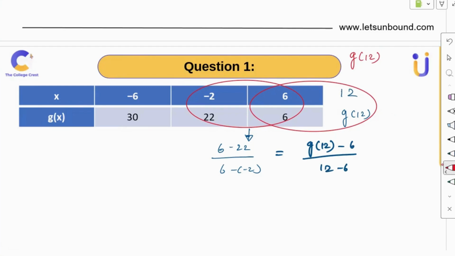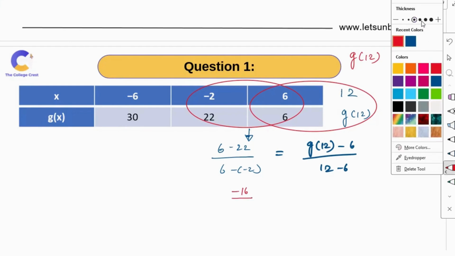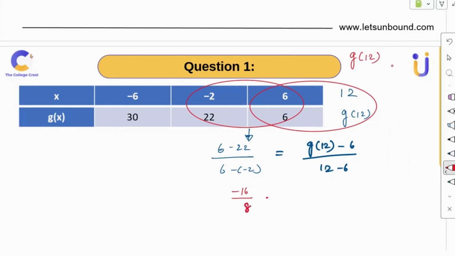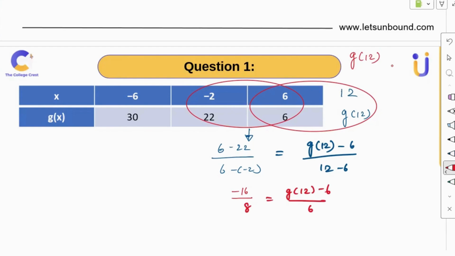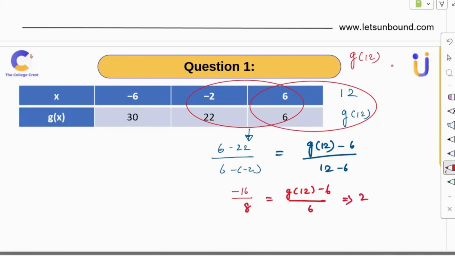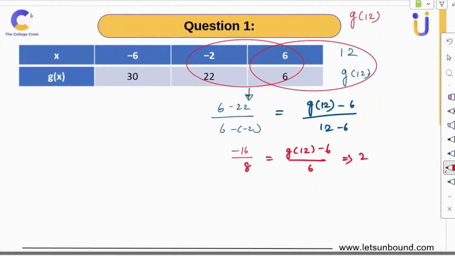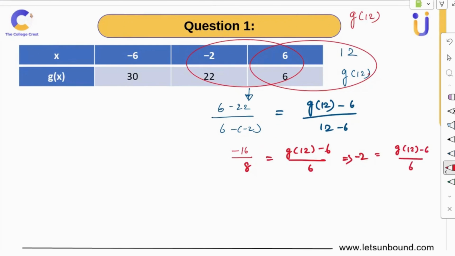So 6 minus 22 is minus 16 over 8. g of 12 minus 6 over 12 minus 6, which is 6. So minus 16 by 8 is minus 2, right? Minus 2 equals g of 12 minus 6 by 6. And start simplifying. This 6 will get multiplied. Minus 12 is g of 12 minus 6.